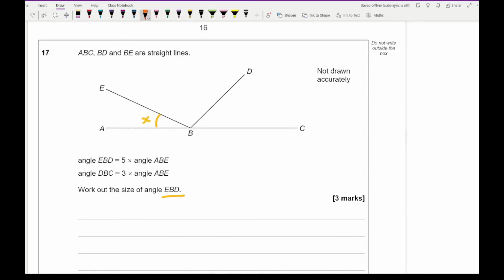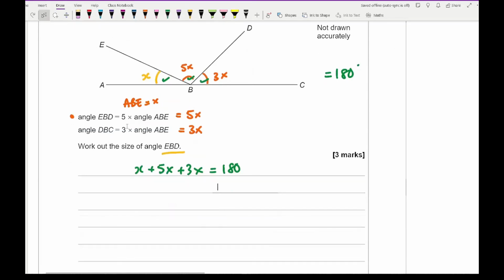So then that means, using this bit of information here, that if angle ABE is equal to X, 5 times X is going to be 5X, and 3 times X is going to be 3X. So this angle here is 5X, and this angle here is going to be 3X. Now, what do we know about angles on a straight line? Well, we know that angles on a straight line add up to 180 degrees. So if I add up these three angles together, I get X plus 5X plus 3X equals 180. Now, simplifying this left-hand side, we get a total of 9X equals 180. So then divide by 9, and we get X equals 20.